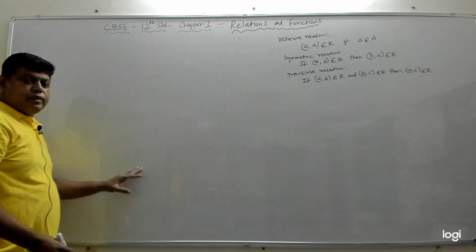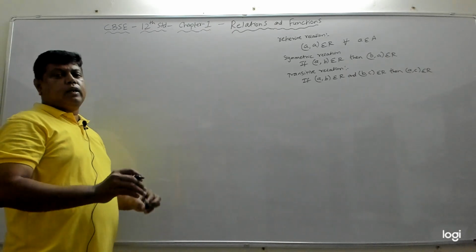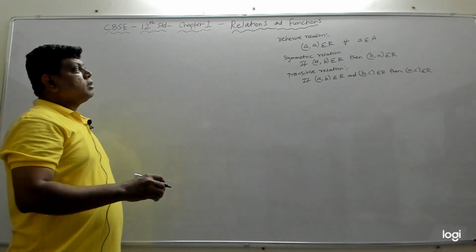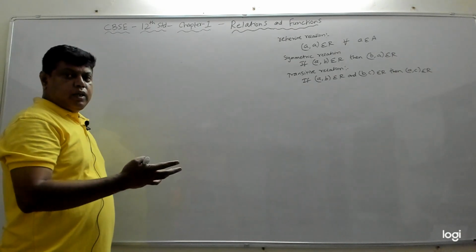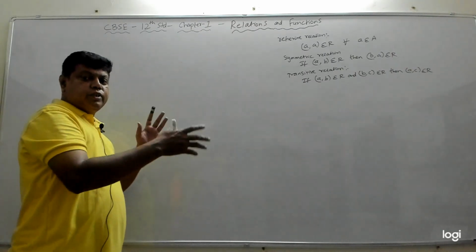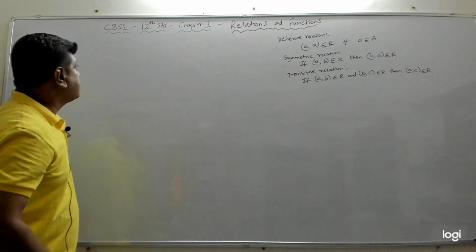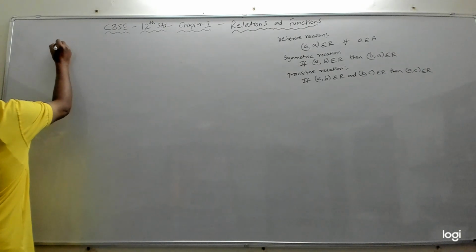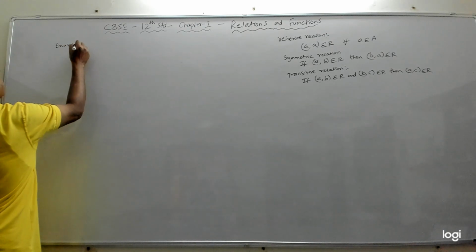So I will write various examples where we write different relations and identify whether each is reflexive, symmetric or transitive, or all three, or only symmetric, or only transitive, or symmetric and transitive. So all the combinations we will see through some examples. So first example, we are going to see.